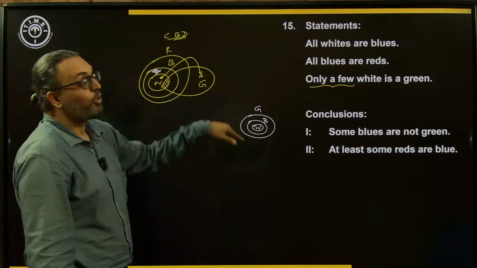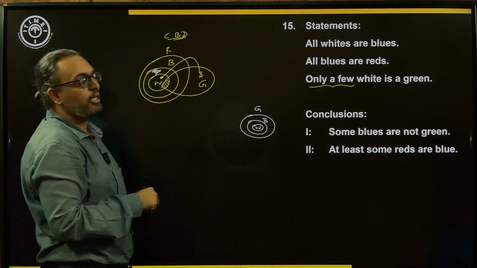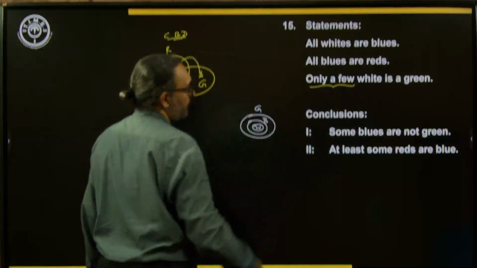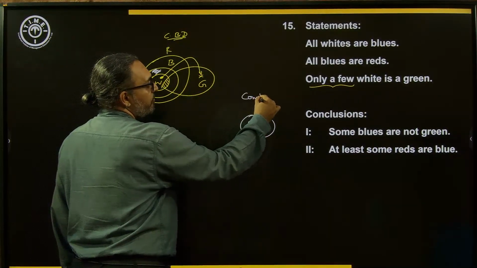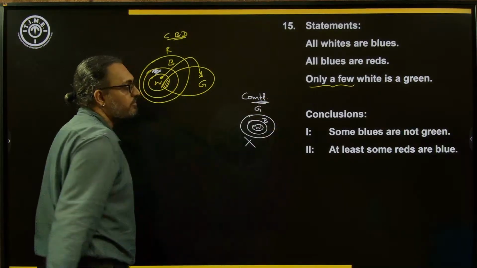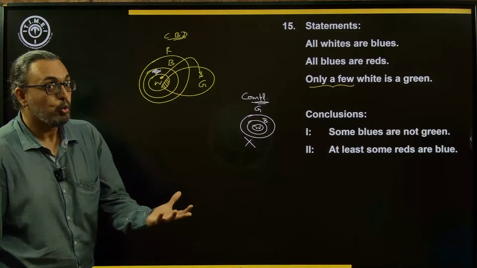But can all the white go inside green? No. See, this indication does not allow it to go inside green because only a few white are green. So what is happening? The complementary is not satisfying. The complementary is used to prove the negative as wrong.